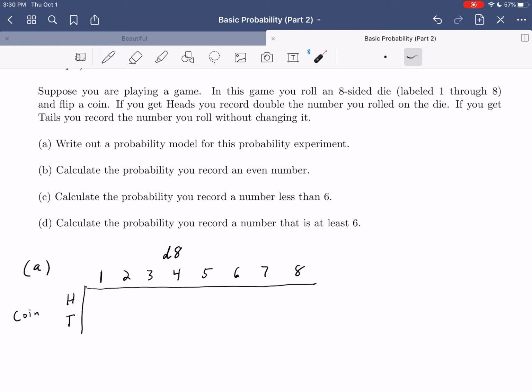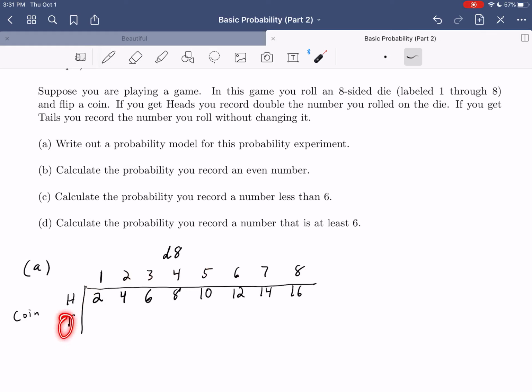So let's see. If we get heads on the coin and 1 on the die, we know that if you get heads, you double the number you rolled. So doubling 1 means that the result here would be 2. If you get heads on the coin and a 2 on the die, you double that and count it as a 4. Heads and 3 on the die, you double it and get 6, 8, 10, 12, 14, and 16. Notice that the actual results are double what you got on the die, because for all of these we're assuming you got heads on the coin.